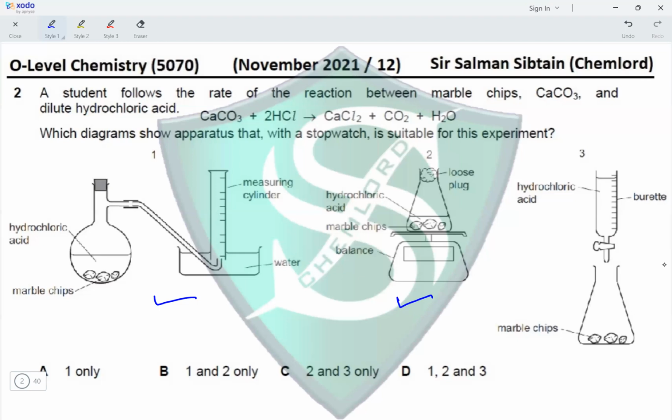Now let's look at apparatus 3. We have a conical flask with marble chips in it and we have got a burette with HCl in it. If we open the tap and let HCl flow into the container, it will react with the marble chips and CO2 will be lost. So this apparatus is not useful in following the rate of reaction. So experimental setup 3 is not required. So since we only require experiments 1 and 2, this makes option B the correct option for this question.